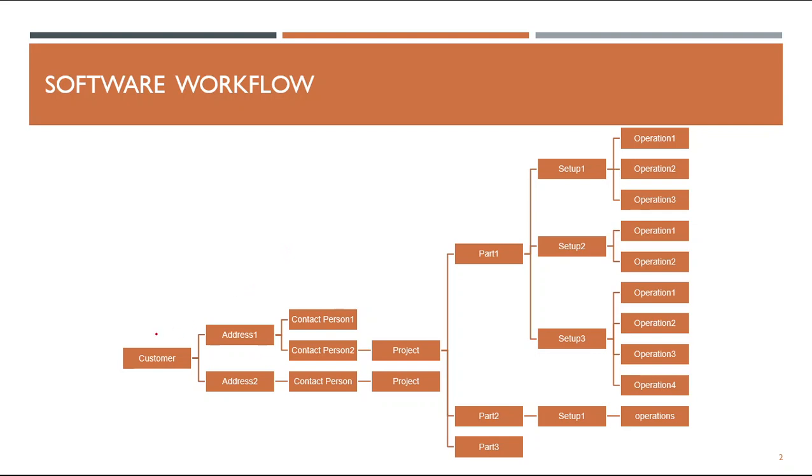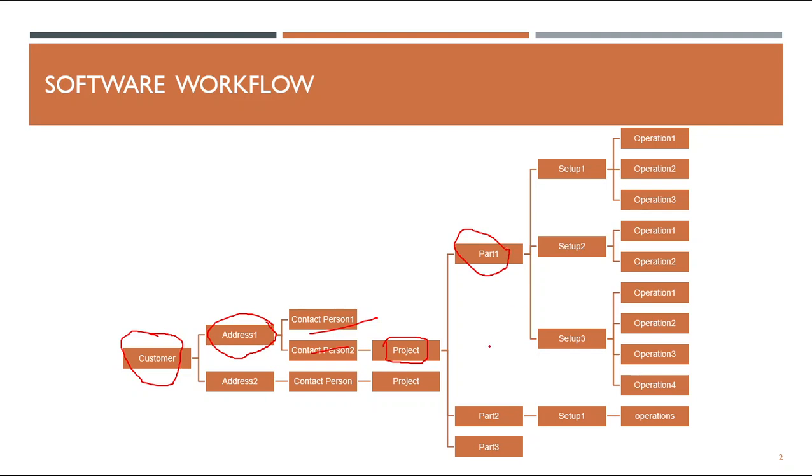So, very first of all, you will have customers. These customers can have multiple addresses. Maybe these multiple addresses could have multiple persons, as you see over here. Then these persons will have projects under them. Under these projects, you will have a number of parts.